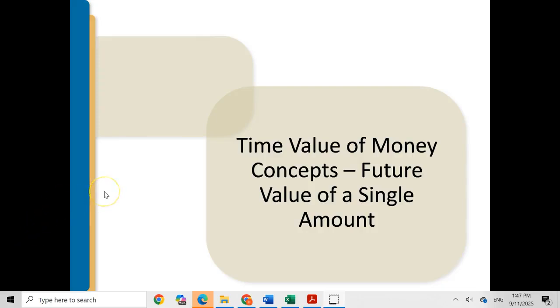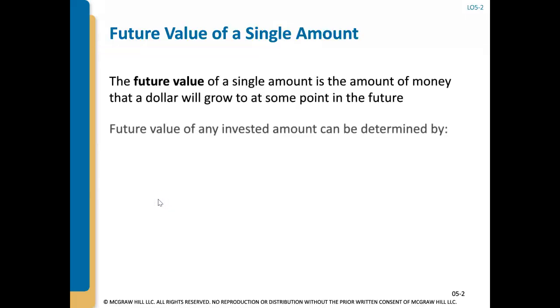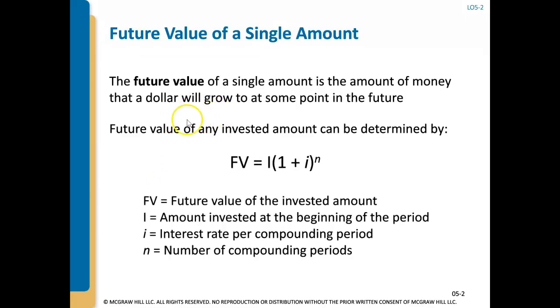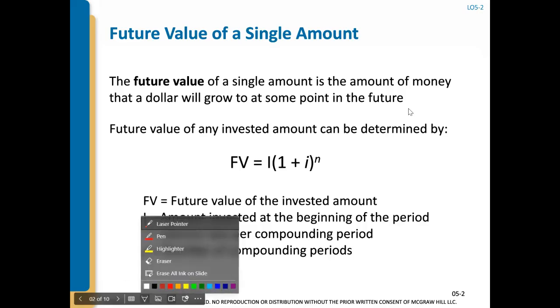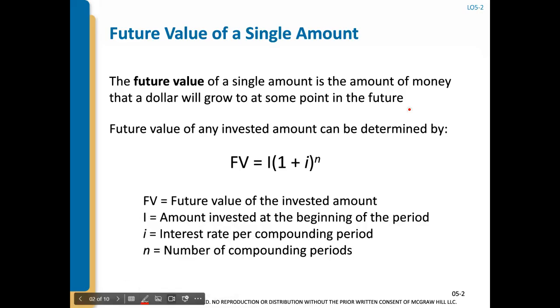Hello, today we're going to learn about the future value of a single amount. The future value of a single amount is the amount of money that a dollar will grow to at some point in the future. So if I invest a dollar today, what is it going to be in 3 years, 10 years, or whatever it is that I decide? Or if we look at our last video, we invested $1,000 for 3 years at 10%, and we need to calculate what dollar amount it is going to be in the future.